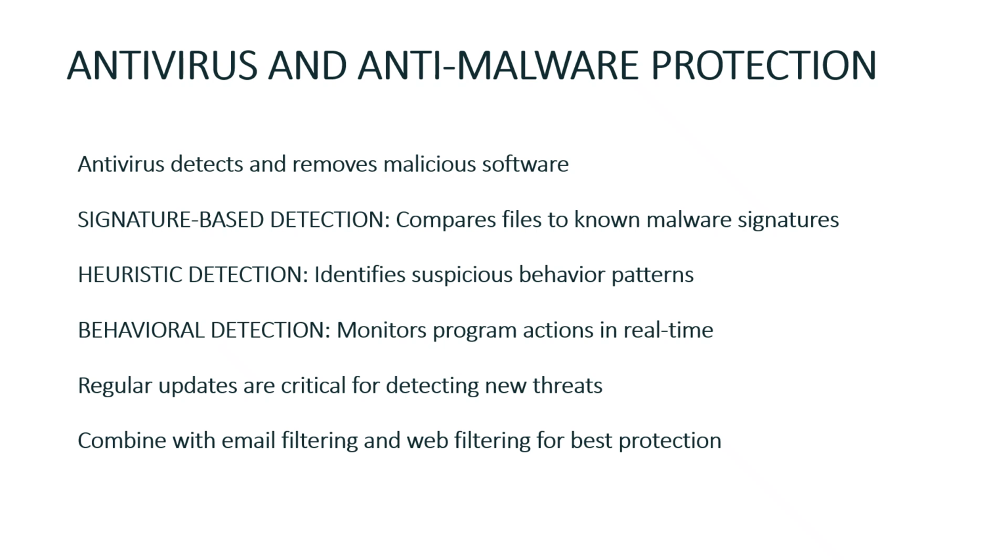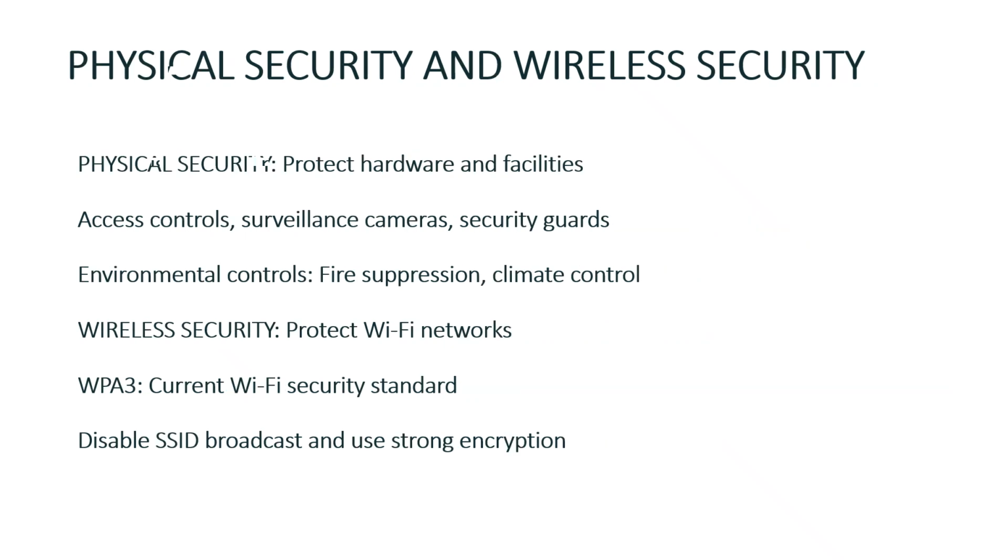Physical security and wireless security. Physical security protects hardware and facilities from unauthorized access and environmental threats. Access controls include locks, keycards, and security guards. Surveillance cameras provide monitoring and evidence collection. Environmental controls include fire suppression systems and climate control to prevent equipment damage.